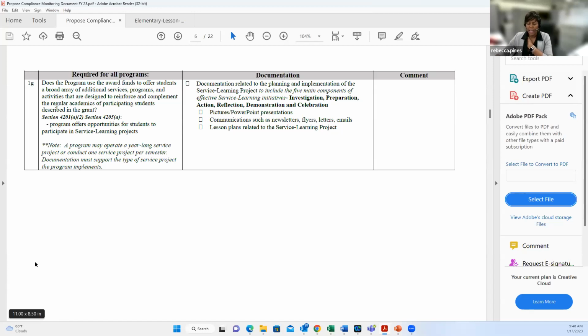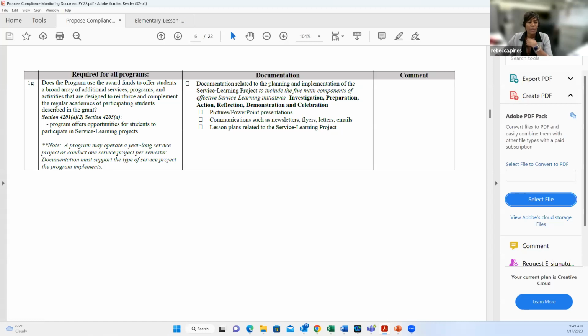There was a question in the chat box that asked if you all had a copy of this checklist. This checklist is your compliance monitoring checklist. It's located on our 21st Century website under grantee forms. If you go in and just click on the grantee resources or grantee forms, I think is what it says, and then scroll down, you will find this compliance monitoring document. This is what you will need in order to implement the programs that you will be presenting during your time in the grant.